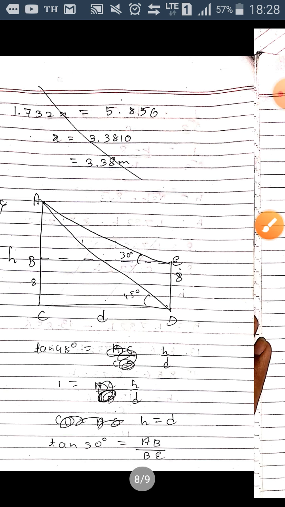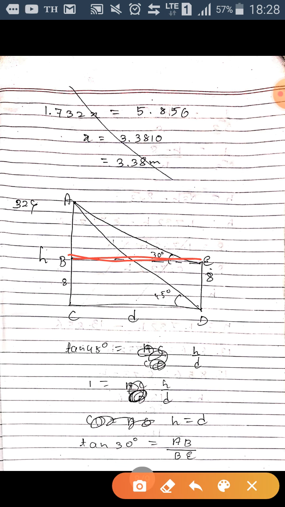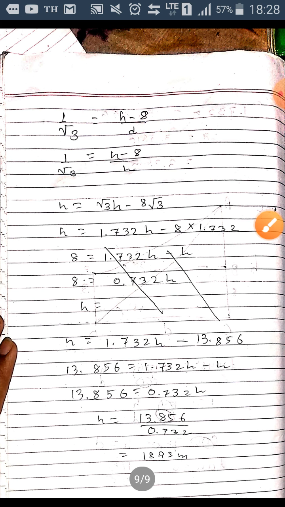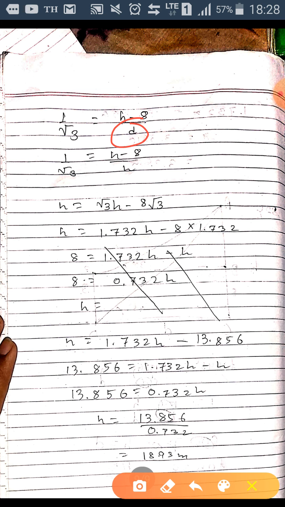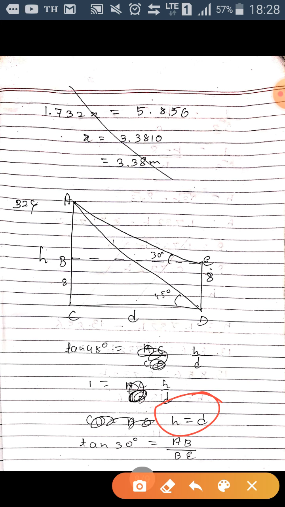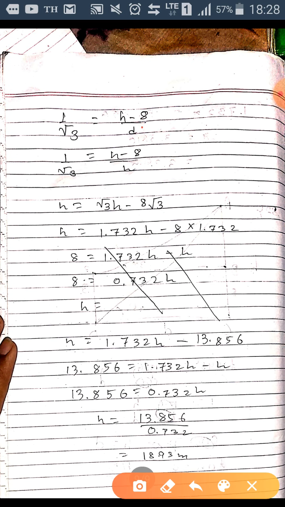And the base of this triangle is what? This whole portion, which is equal to this portion, so I will write it as d. Now I know that h is equal to d, so can't I write h instead of d over here? Yes. Then I have solved this equation. I cross multiplied and got h is equal to root 3h minus 8 root 3. Then I solved it and finally got the answer to be 18.93 meter.